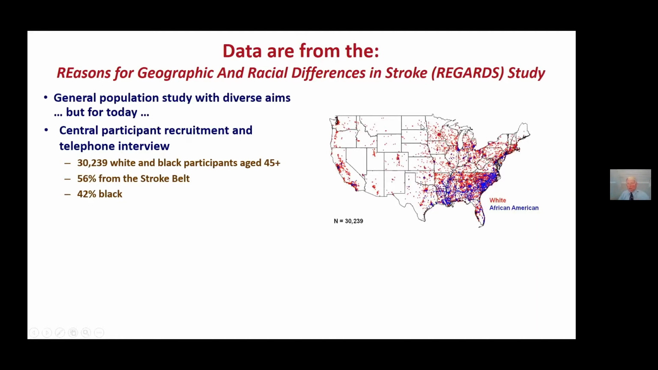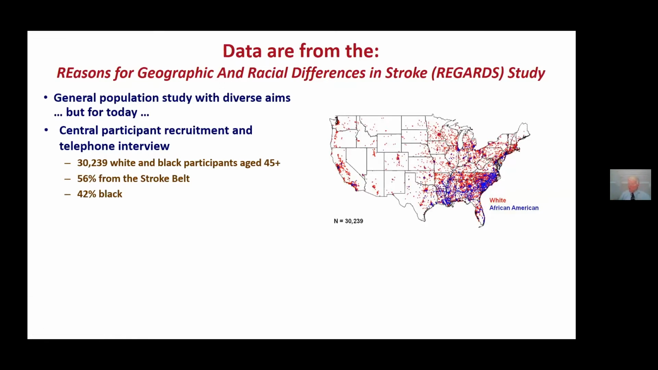It's very geographically heterogeneous. But 56% of the people are from the stroke belt, these 8 southern states down here in the southeast. You can see that we oversampled. It's North Carolina, South Carolina, Georgia, Alabama, Mississippi, Tennessee, Arkansas, and Louisiana. So over half of the people came from those 8 states. And we also oversampled African Americans, because what we're interested in, obviously by the name of the study, are the racial and geographic disparities.